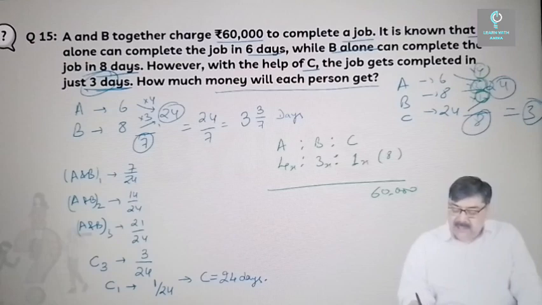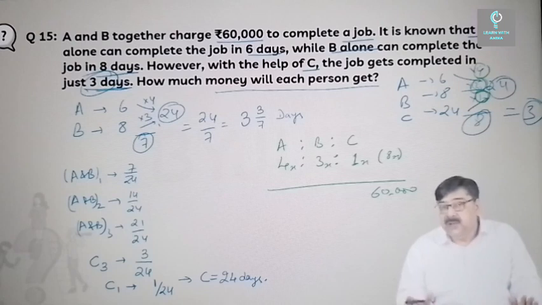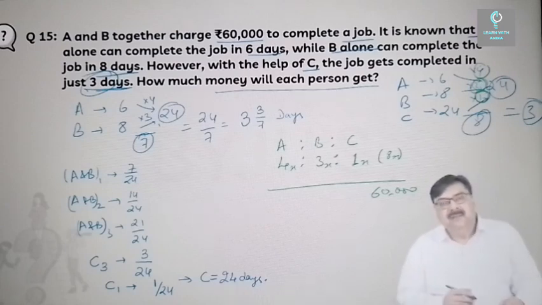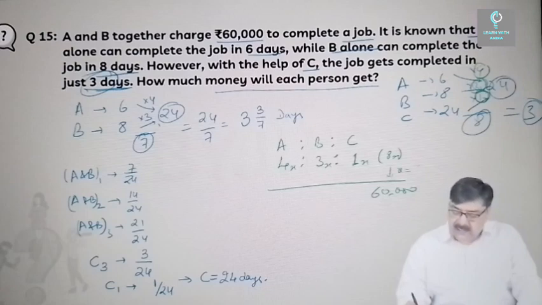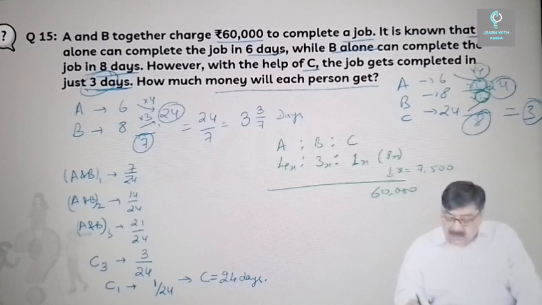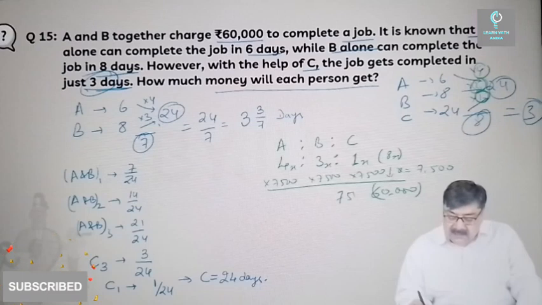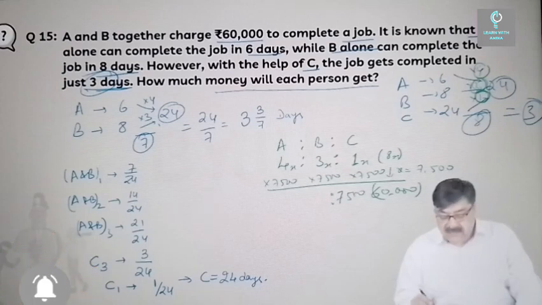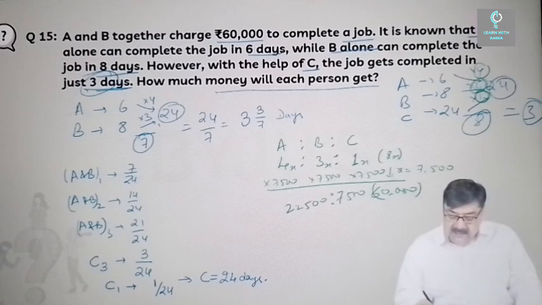So this is 4x, 3x, 1x, 8x, because 4 is to 3 is to 1 is just a ratio, whereas 4x, 3x and 1x with x as the common multiplier will be the actual numbers. So 8x is equal to 60,000. We know now x is equal to 7,500 when you divide 60,000 by 8. So everywhere you multiply with 7,500. So C here will get 7,500. B will get 22,500 and A will get 30,000.